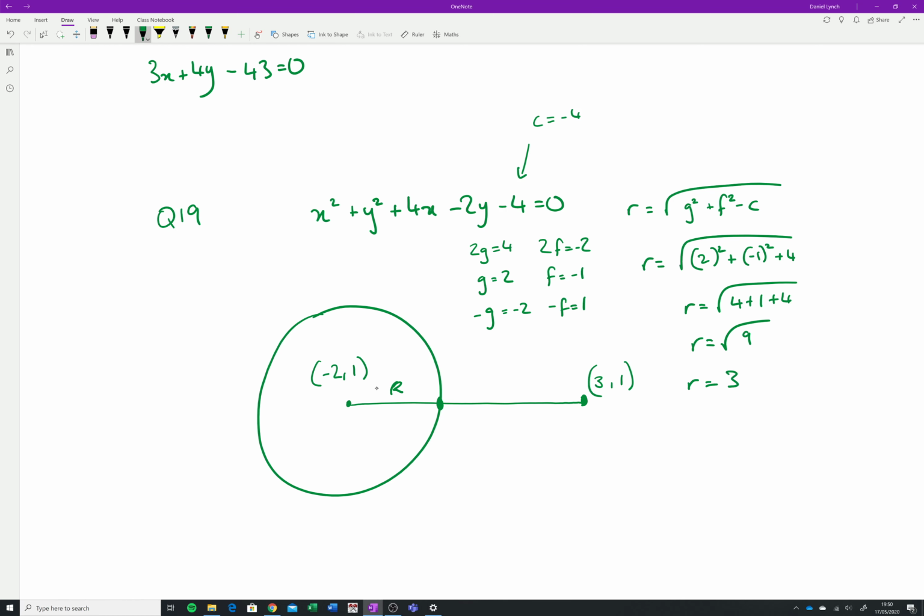So I haven't drawn this to scale at all. So we know that from there to there is 5, and you can use the distance formula if you needed to. We know that the radius is 3, so this distance here between the tangent point and a point that they give, well, it's just 5 minus 3. The distance is 2. Okay, that's a good question to go on.